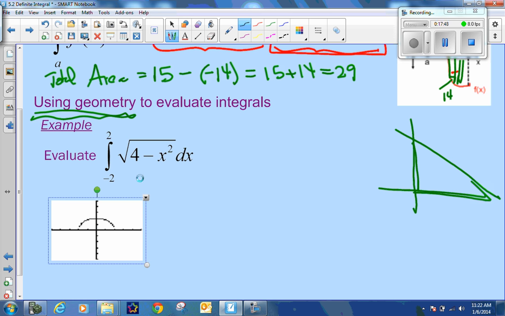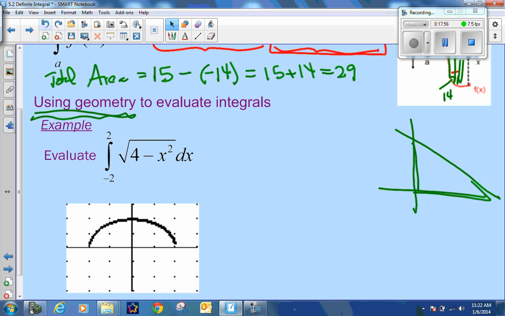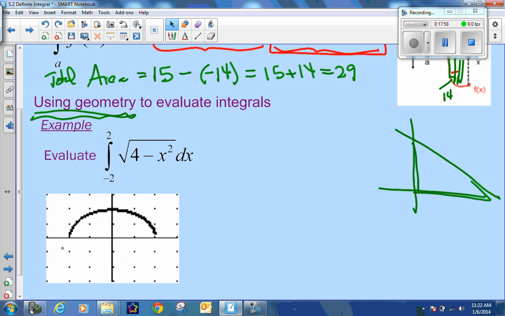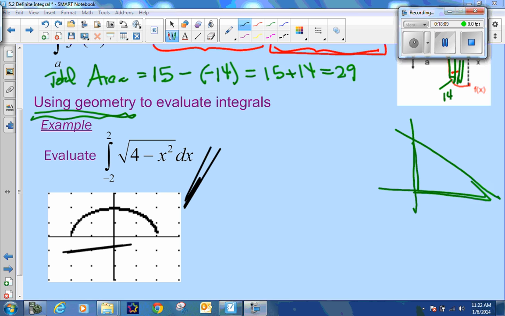Negative 2. Stop. Hello, why did we do that? Negative 2. Oh, here we go again. Darn it. Okay, let's try this again. My pen was acting up.